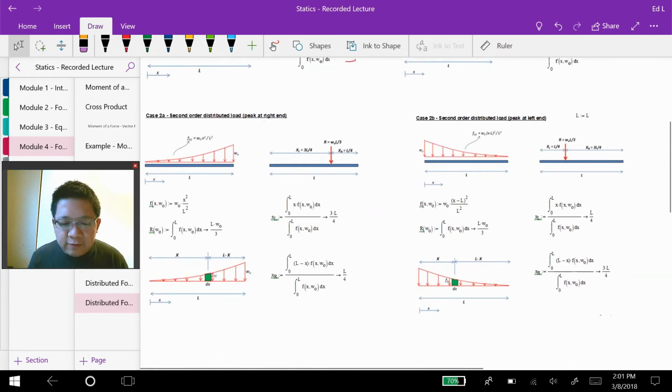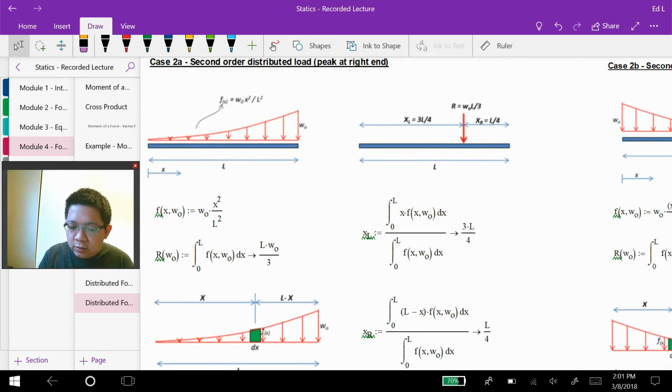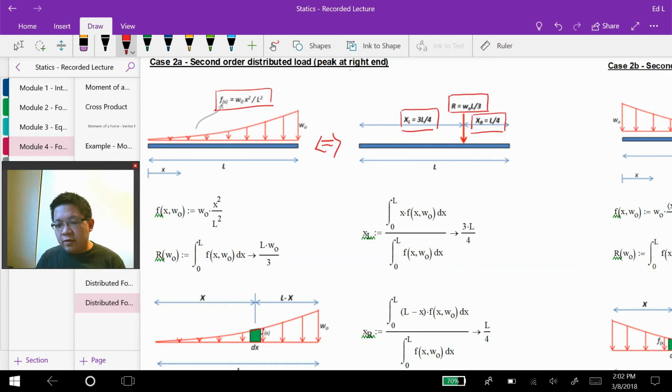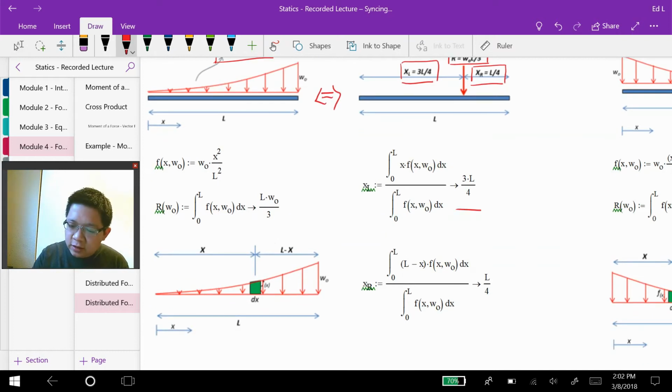a similar result if right now we observe case 2A. Okay, it's a second order distributed force. Okay, and in here the distributed force is distributed using this function. Okay, then you will obtain an equivalent system. This is the R, right? This is the X bar from the left hand side. This is the X bar from the right hand side. Okay, and this is the calculation of how you obtain R and XL and XR.